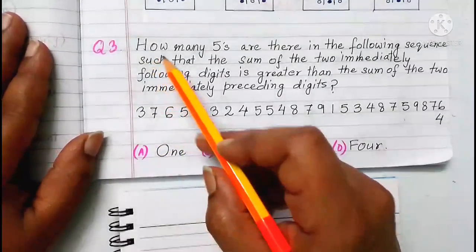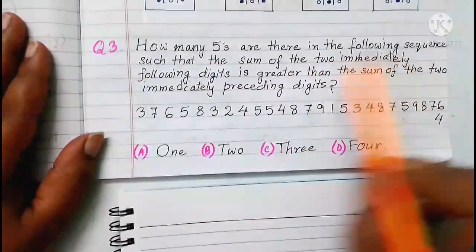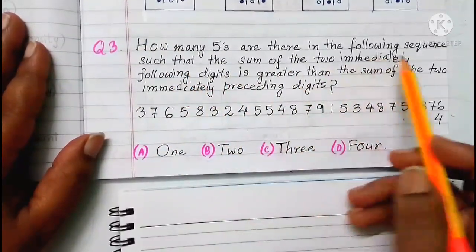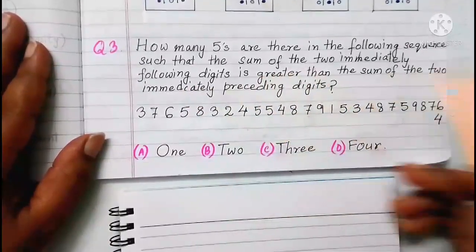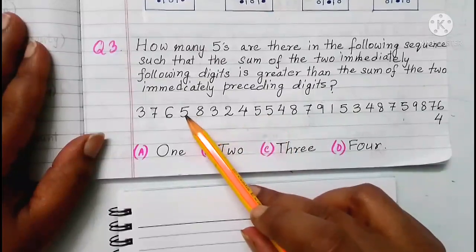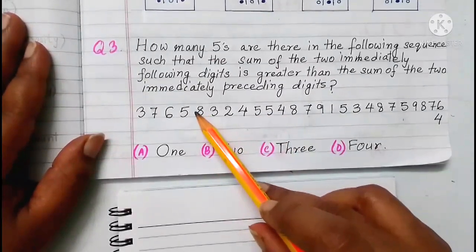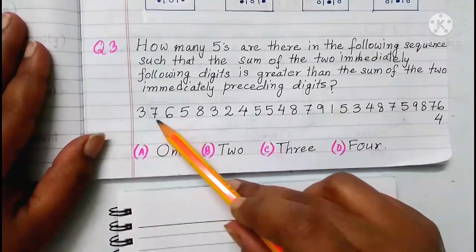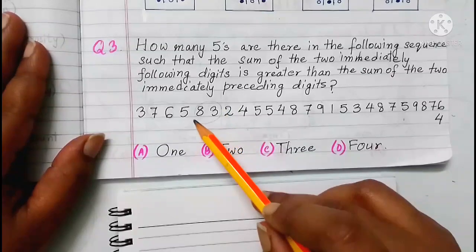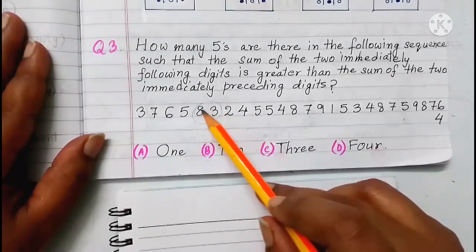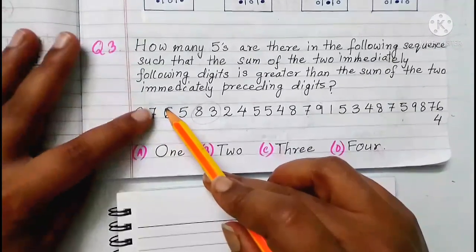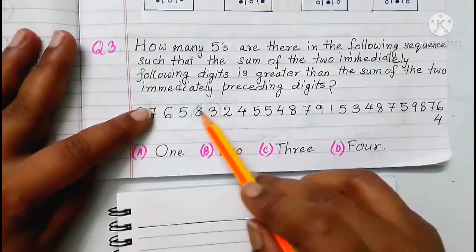So question number 3. How many 5s are there in the following sequence? This is the sequence, okay, such that the sum of the 2 immediately following digits is greater than the sum of the 2 immediately preceding digits. Okay, so let's take this example 5. Immediately preceding digits are here towards the left, and immediately following digits are here. Okay, 2 digits. So we have to consider that addition of these 2 digits should be smaller than the addition of these 2 digits.